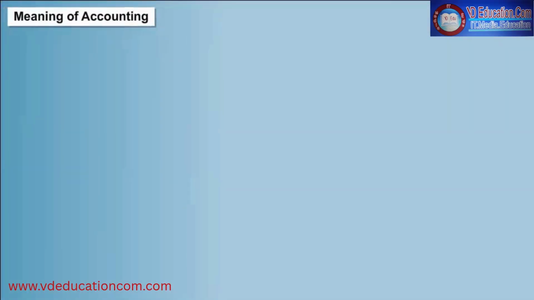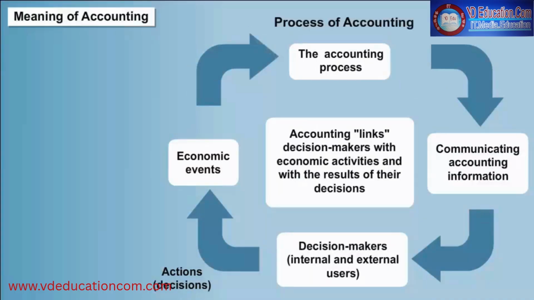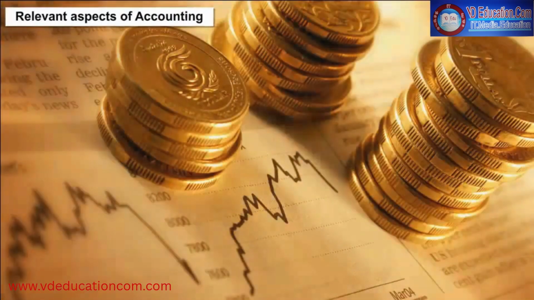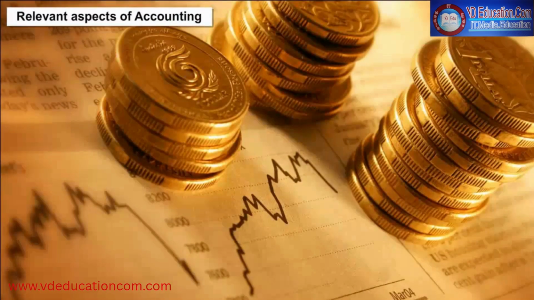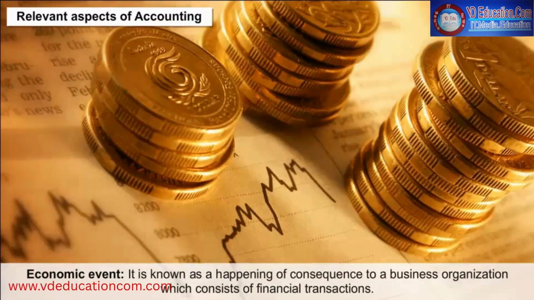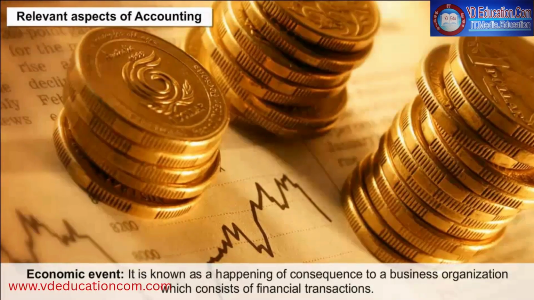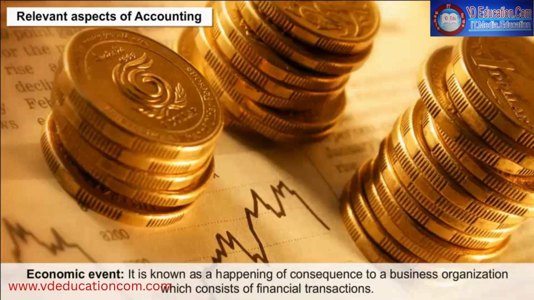Meaning of accounting. The meaning of accounting has been specified in the given diagram. It helps in identifying, measuring, recording, and communicating the required financial information to the interested users. Relevant aspects of accounting. Economic event. It is known as a happening of consequence to a business organization, which consists of financial transactions.